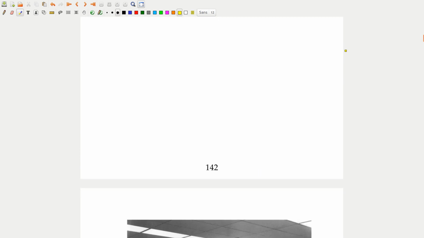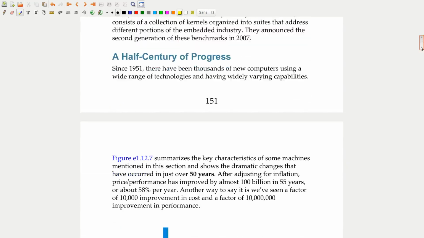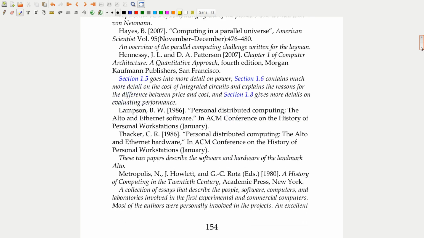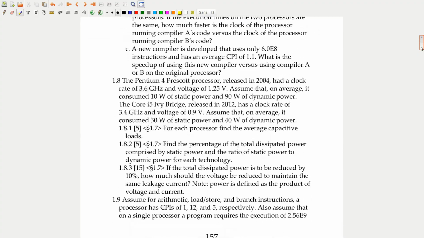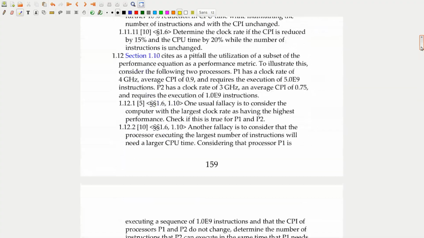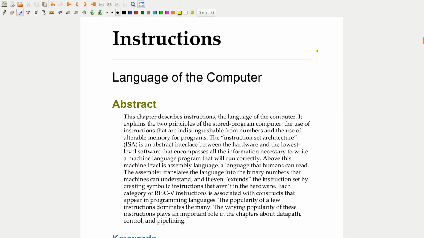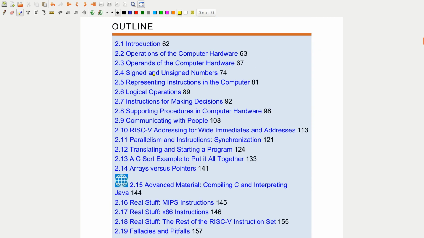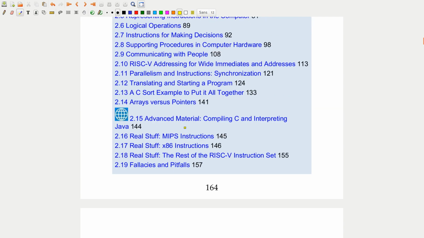So I think this is historical. Yeah, this is the history of computers. There's a lot of interesting stuff in this book, but not everything is relevant. Okay, instructions. Oh, it starts in instructions. So it goes over hardware, RISC-V. Okay, so it talks about, I get it.